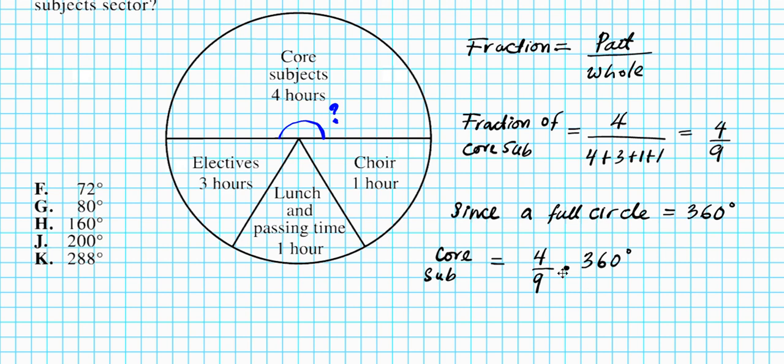All right, it's like you're taking a slice of the pie. So let's see what this comes out to. 9 goes into itself once, and 9 goes into 360 40 times. 4 times 40 is 160 degrees. So this is the degree measure that represents the hours spent on core subjects. 160 degrees. Answer is option letter H.